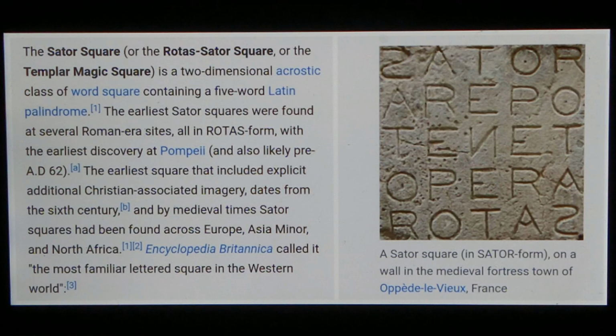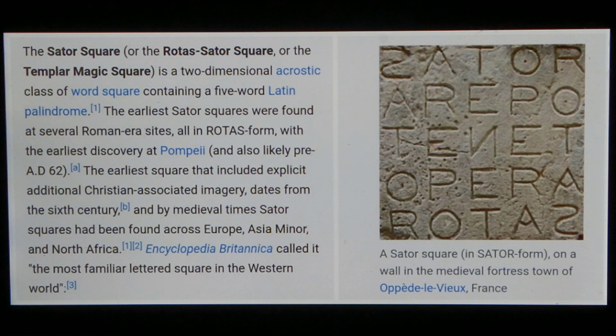So today I want to talk about something called the Sator Square. Wikipedia describes it like this. The Sator Square, or the Rotas Sator Square, or the Templar Magic Square, is a two-dimensional acrostic class of word square containing a five-word Latin palindrome. You can look off to the right, you can see the square.